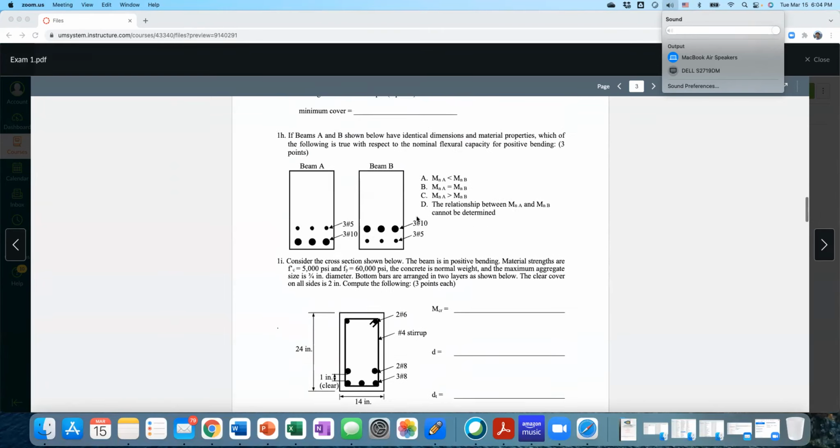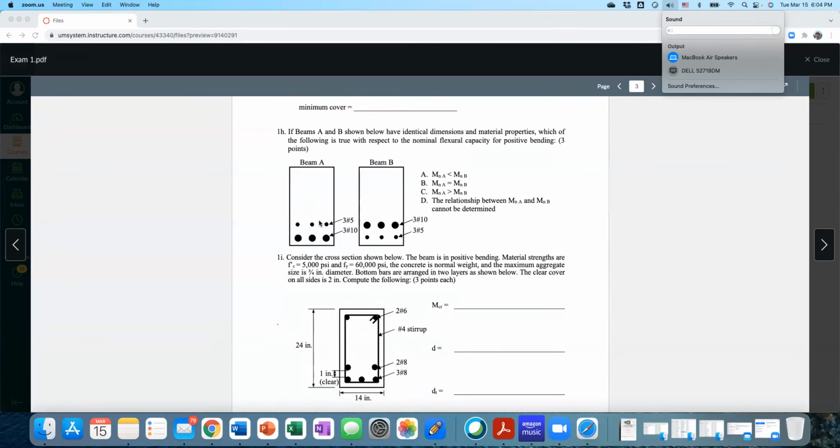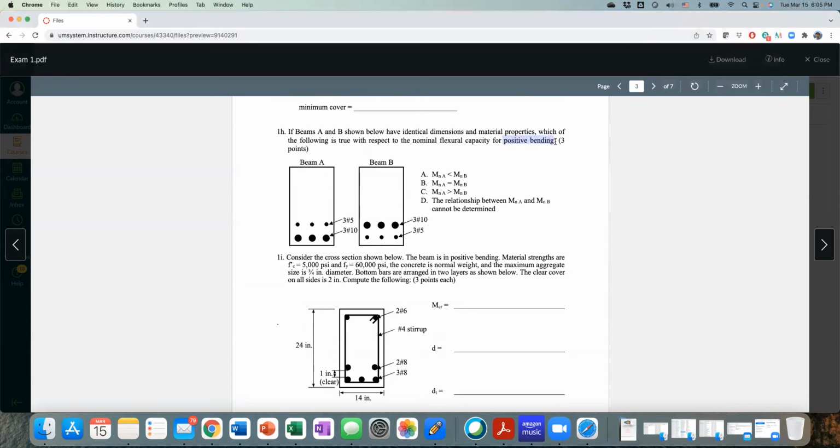Okay, so in the exam, be careful. I may play it reversely, right? I may ask you which one has a lower moment, or I can make the configuration into the reverse way, because this is for positive bending moment. Be careful here, positive bending moment. What if it's for negative bending moment? Think about it.